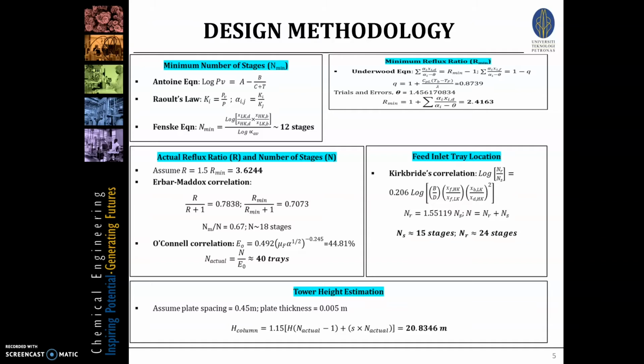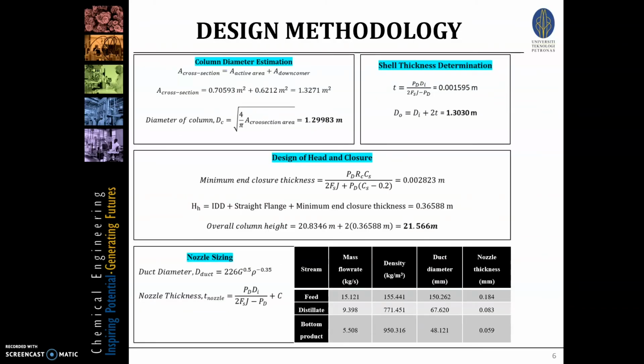Besides that, the Kirkbride correlation is used to determine the feed inlet tray location, where the feed is entering at the 24th tray from the top or 15th tray from the bottom of the distillation column. On top of that, according to the textbook that I referred to, the plate spacing and plate thickness are assumed to be 0.45 meter and 0.005 meter respectively. From there, the tower height is calculated to be 20.8346 meter.